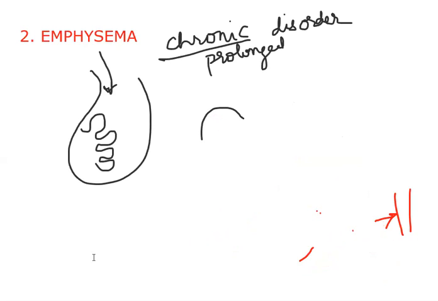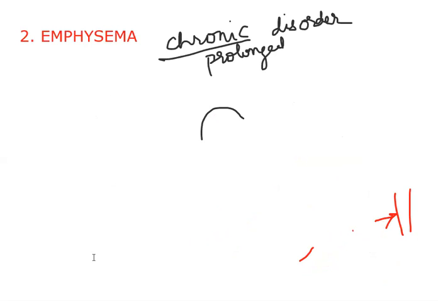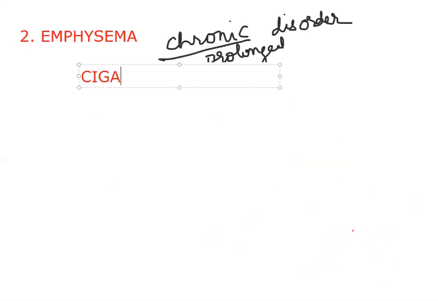And a very important thing to remember: one of the major causes of this emphysema is cigarette smoking. The disorder emphysema is caused by cigarette smoking. We got this question so many times in examinations. So the major reason for emphysema is cigarette smoking.